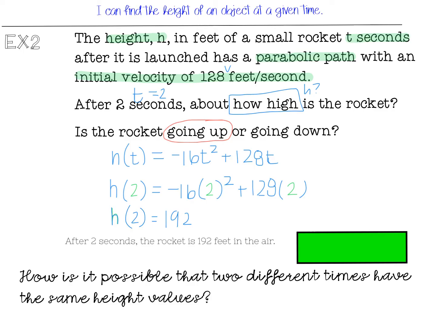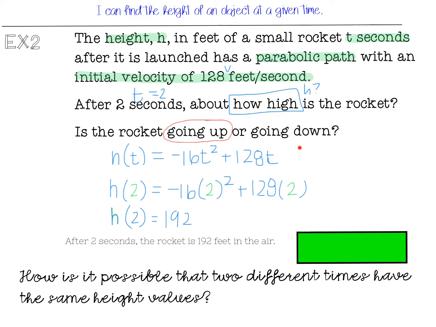What do I know about that information? I went ahead and wrote down I knew 128 would go in for V. And after 2 seconds, so that's when time is 2, how high is what I'm looking for. So I was solving for H. And then my second question, is the rocket going up or going down? So I used my function, h of t equals negative 16t squared plus 128t.